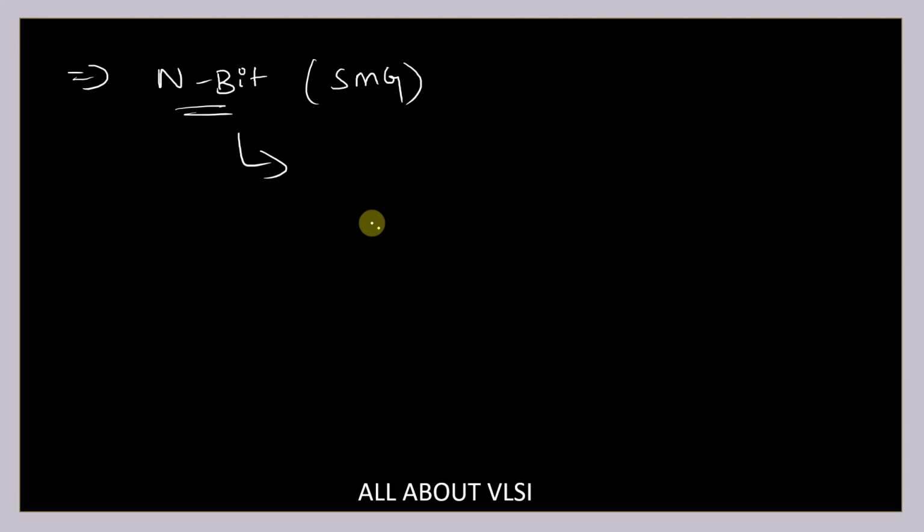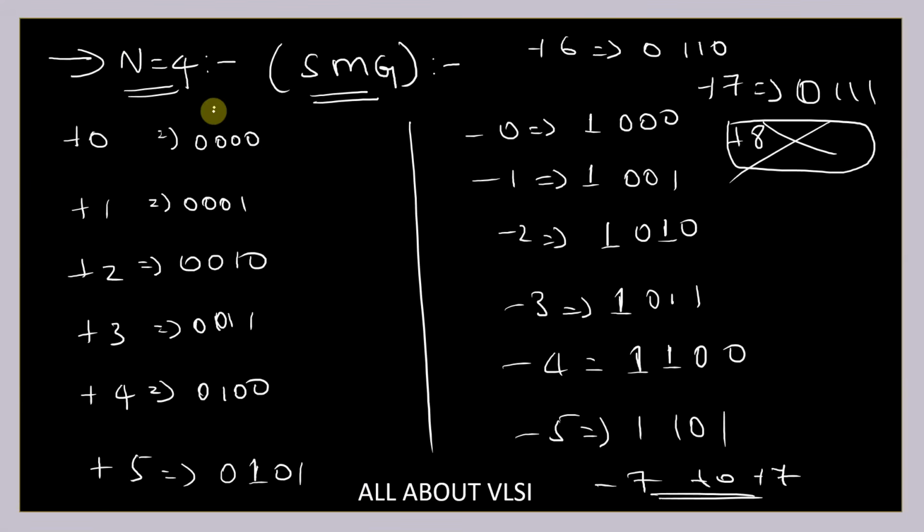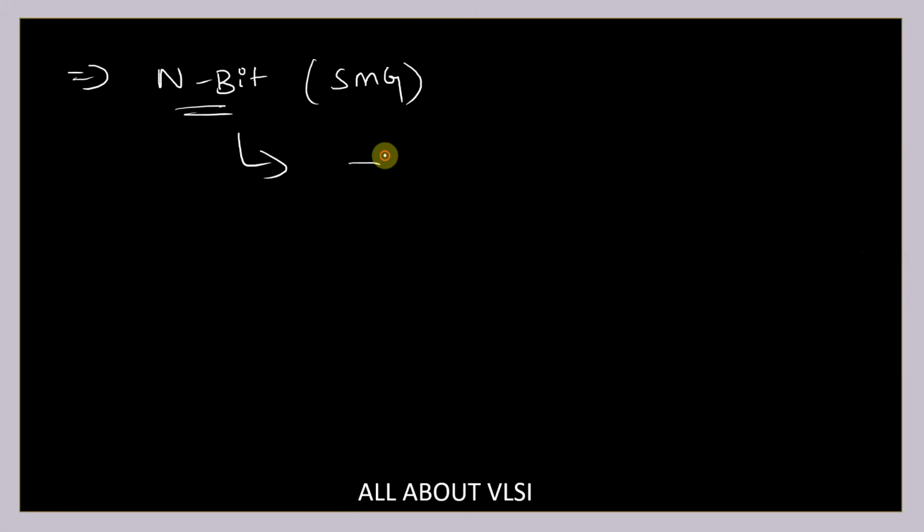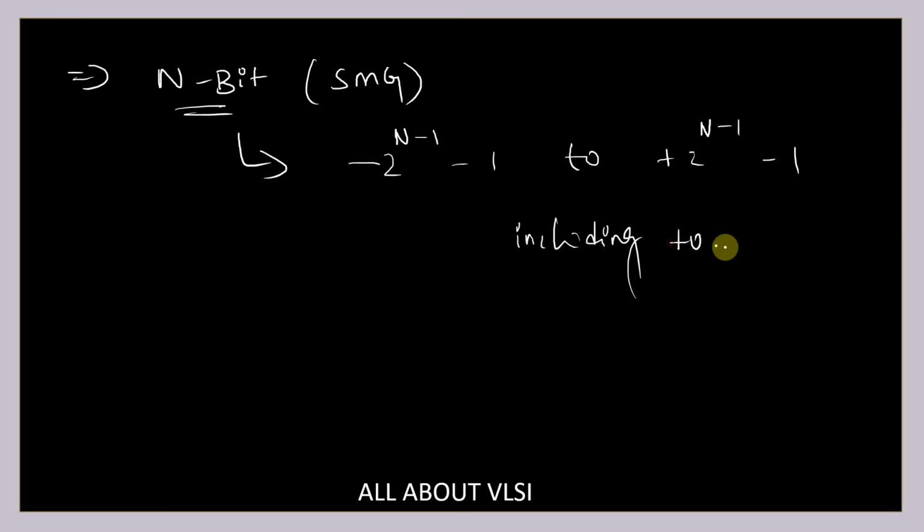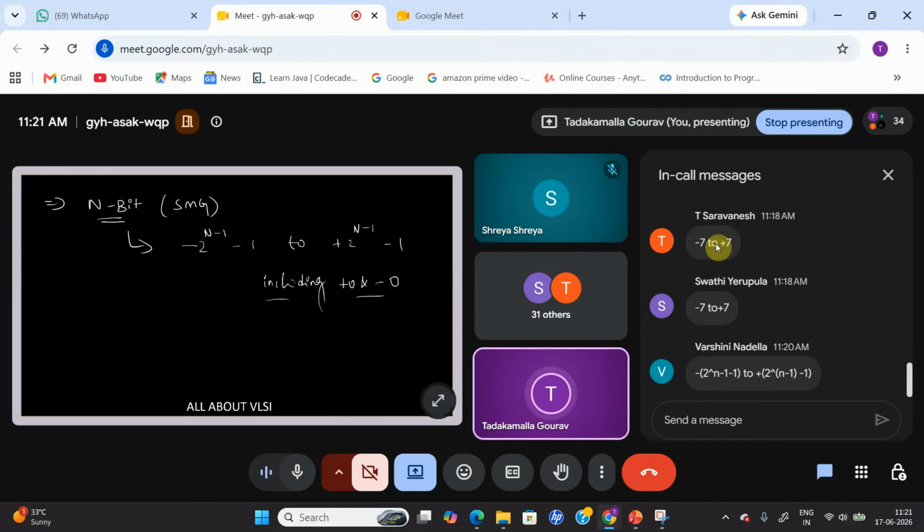If we carefully observe, if n is equal to 4 and we consider 2 power n minus 1, it is 2 power 4, which is 16, minus 1, which is 15. But we have only 7, so there should be a minus sign in the exponent also. So the range of numbers which we can represent is minus (2 power n minus 1, minus 1) to plus (2 power n minus 1, minus 1), including plus 0 and minus 0. This is the range of numbers which we can represent using SMG format. Is it clear, guys? Any doubts? Shall we move forward?